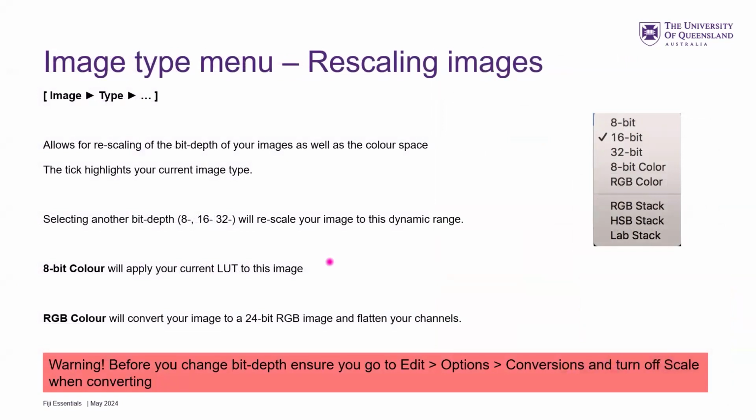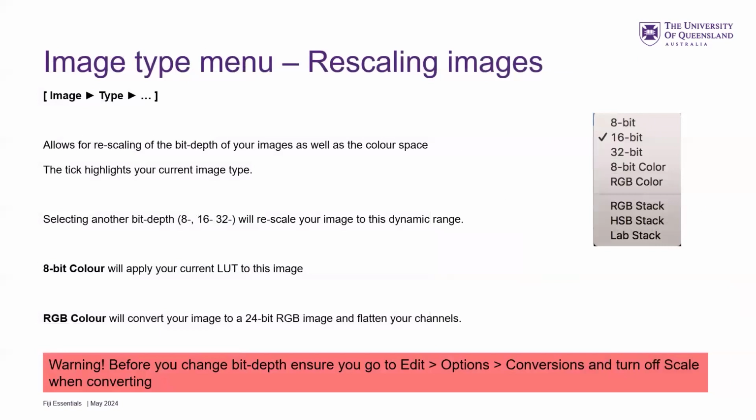You can also change the scale of your images. That's under Image, Type. When I say scale, I mean the bit depth, sorry. 8-bit, 16-bit, 32-bit, or change it to RGB and things like that. There are pretty specific use cases for these.